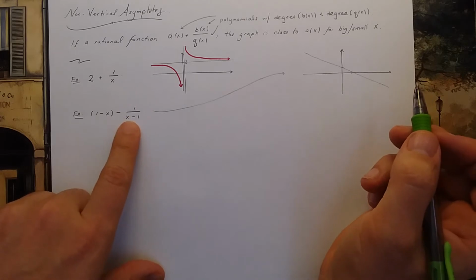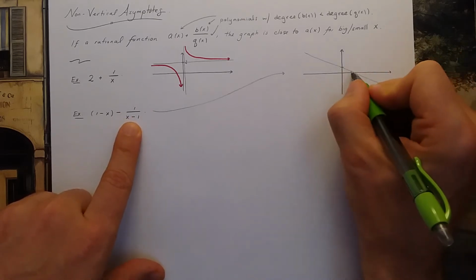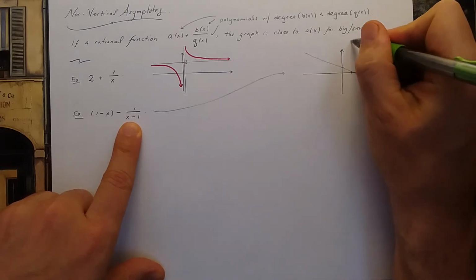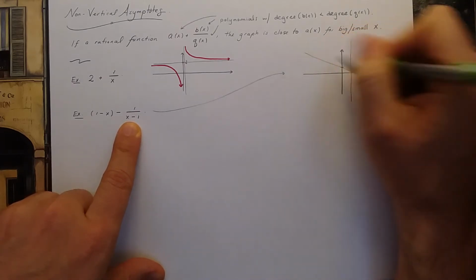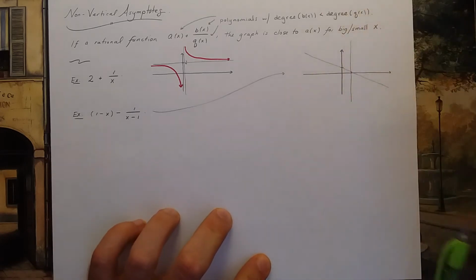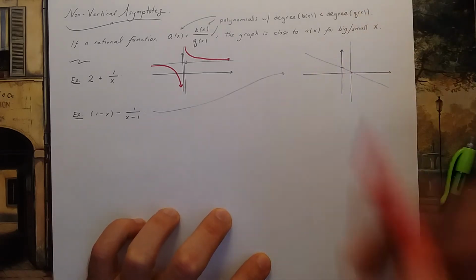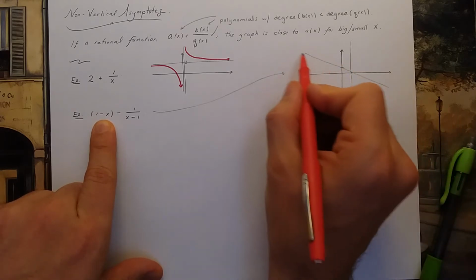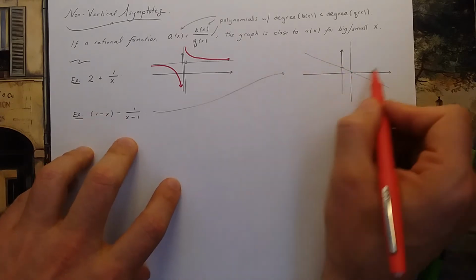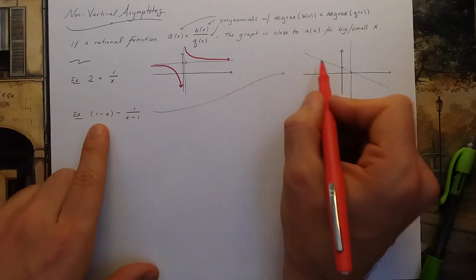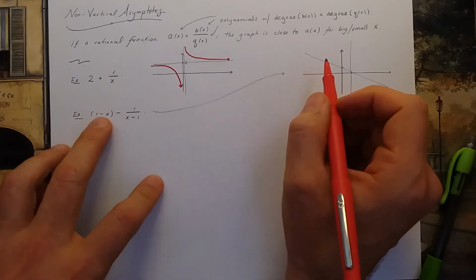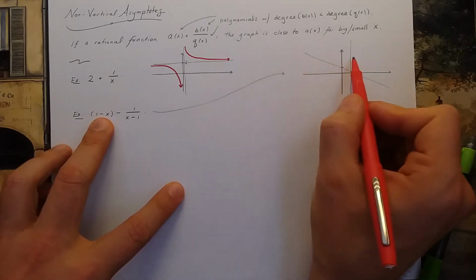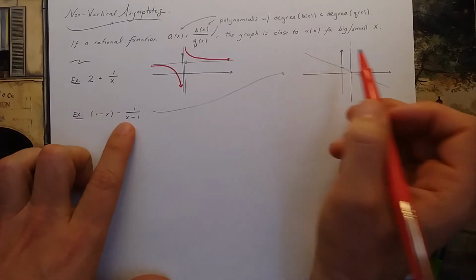I also see I have a vertical asymptote at x equals 1. So at x equals 1 here, I also get a vertical asymptote. So I'm going to use these as guidelines for what's happening with my rational function. I can plug in a very negative number, and the behavior of this function is going to be close to that of the line.